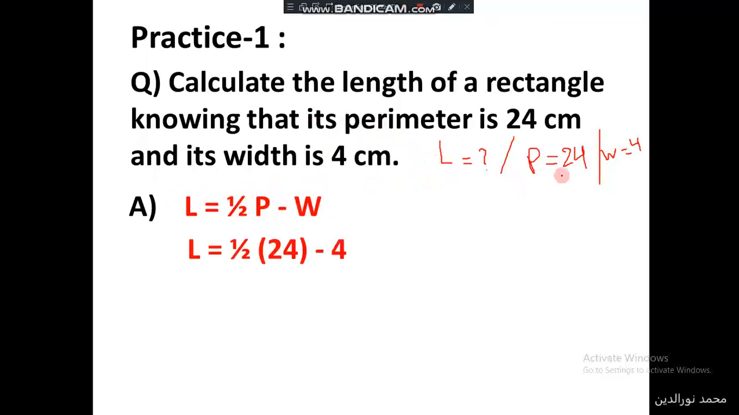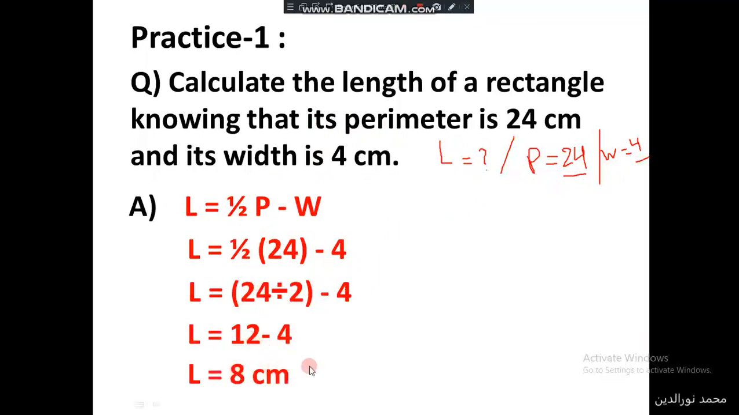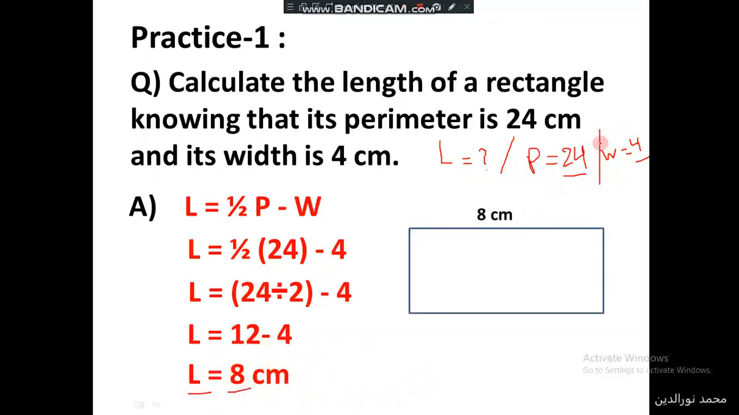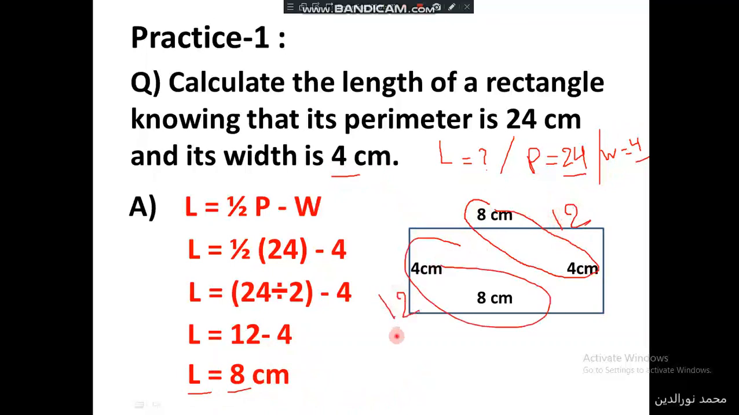Half perimeter: the perimeter is 24, so half of 24 minus the width, which is 4. Half of 24 is 24 divided by 2, minus 4. 24 divided by 2 is 12. 12 minus 4 is 8. So we have a rectangle whose length is 8 centimeters and its width is 4 centimeters. Let's check that. 8 plus 4 is 12. 12 plus 12 is 24, and that's right since the perimeter is 24.